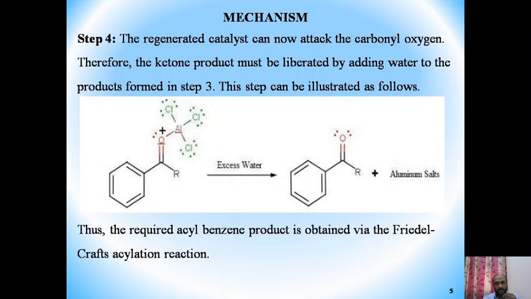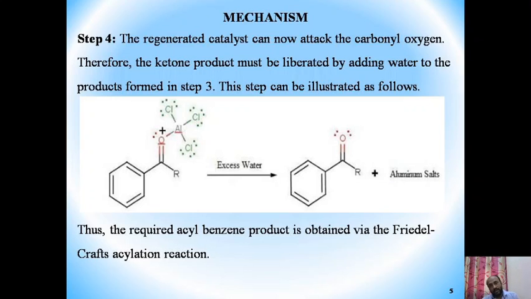In the fourth step, whatever AlCl4 minus is present inside that compound, if you add excess water, or maybe sometimes some byproduct will be produced, that byproduct will be present in the compound as a salt of the acyl group with the AlCl3 group. They will bind themselves, and you will get a salt of this compound.